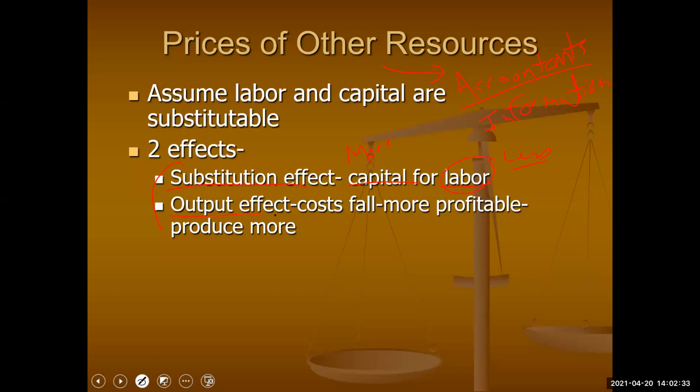But there's also this output effect. One is your costs fall. Why? Because you have people checking themselves out at Kroger, just to use that as an example. So now I'm more profitable. So now that I'm more profitable, perhaps I cut my prices, and more people come to my store. And now I need more people to stock shelves.